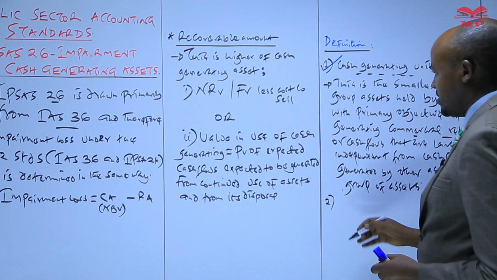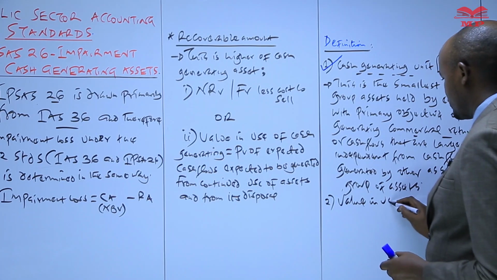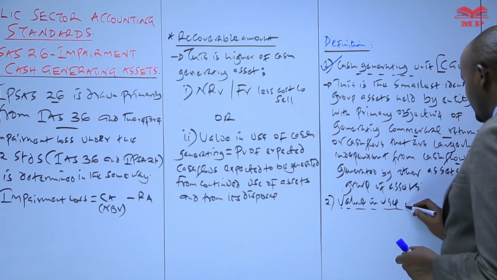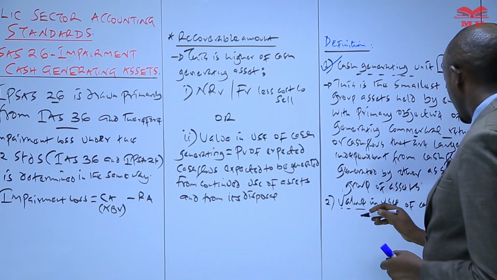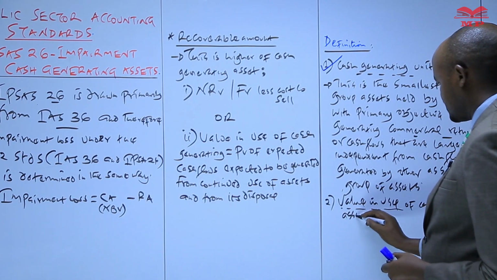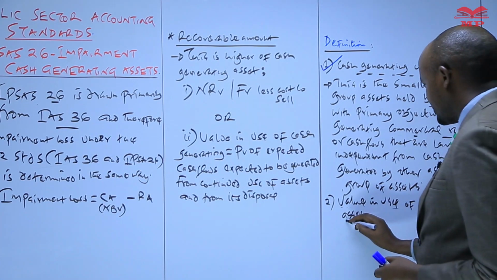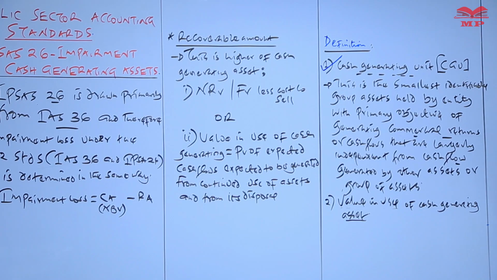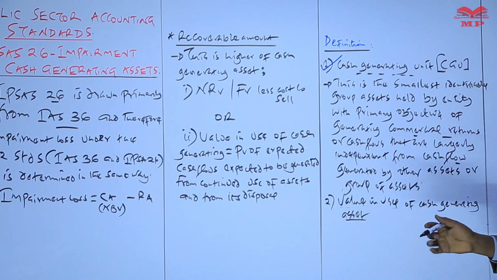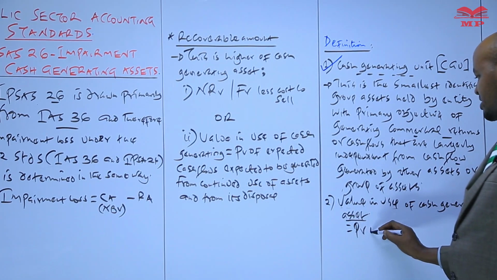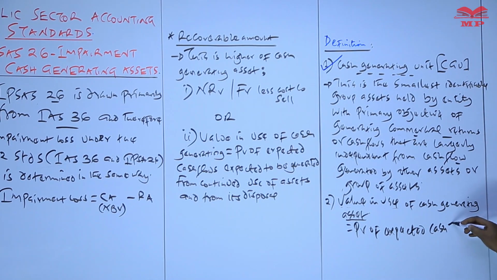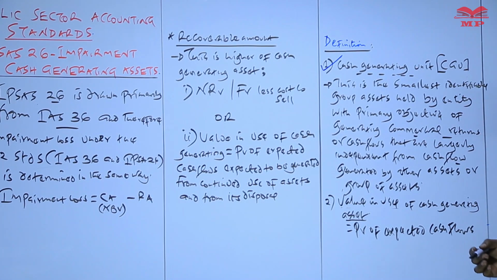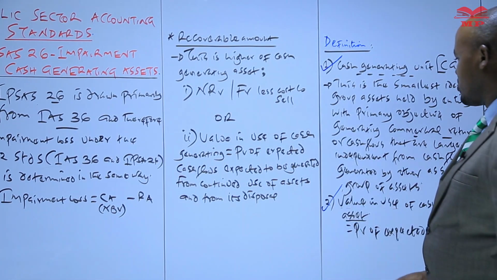The other term we also need to define here is maybe the value in use, although I think we have briefly mentioned that. So we define the value in use of a cash generating asset. And we have said that this value in use of a cash generating unit is quite different from the value in use of a non-cash generating unit, because this is basically equal to the present value of the expected cash flows, which will be generated from the continued use of the asset and also from its disposal.